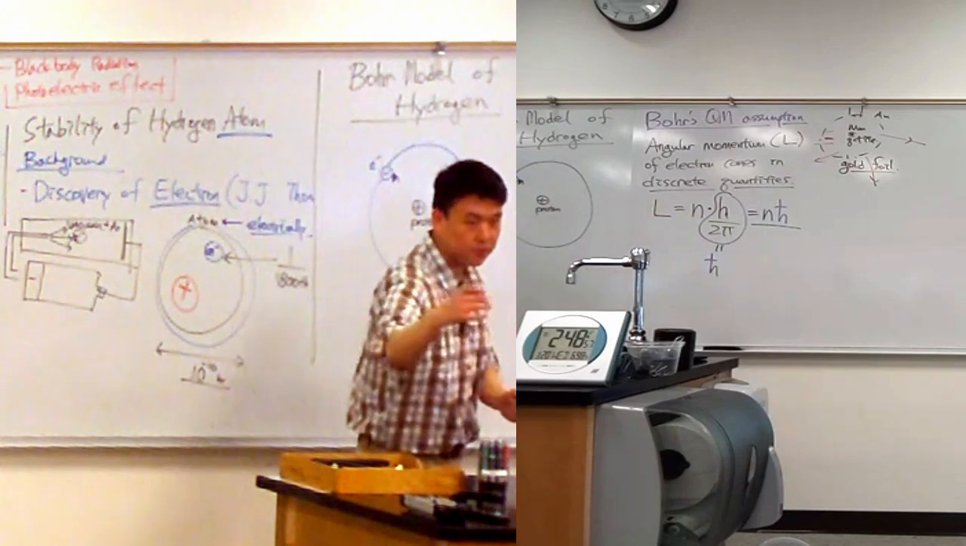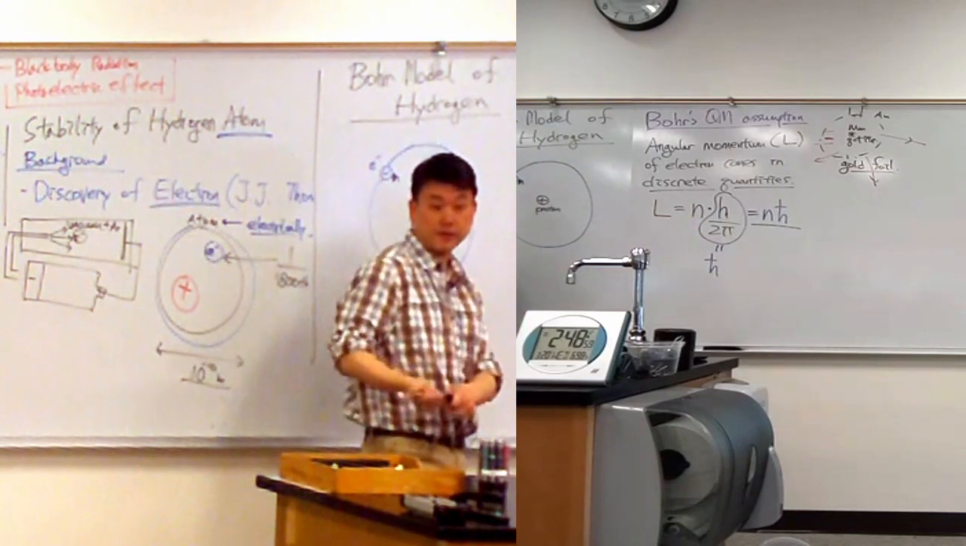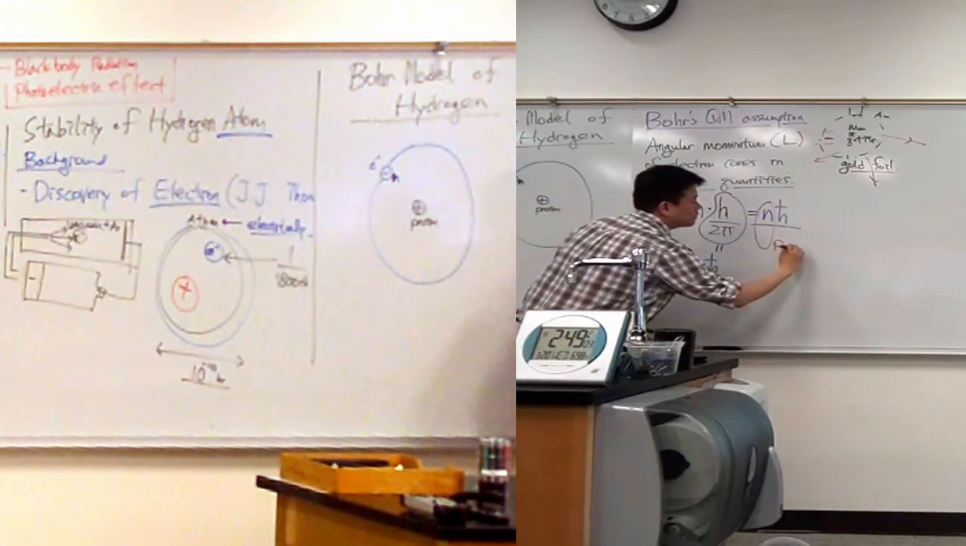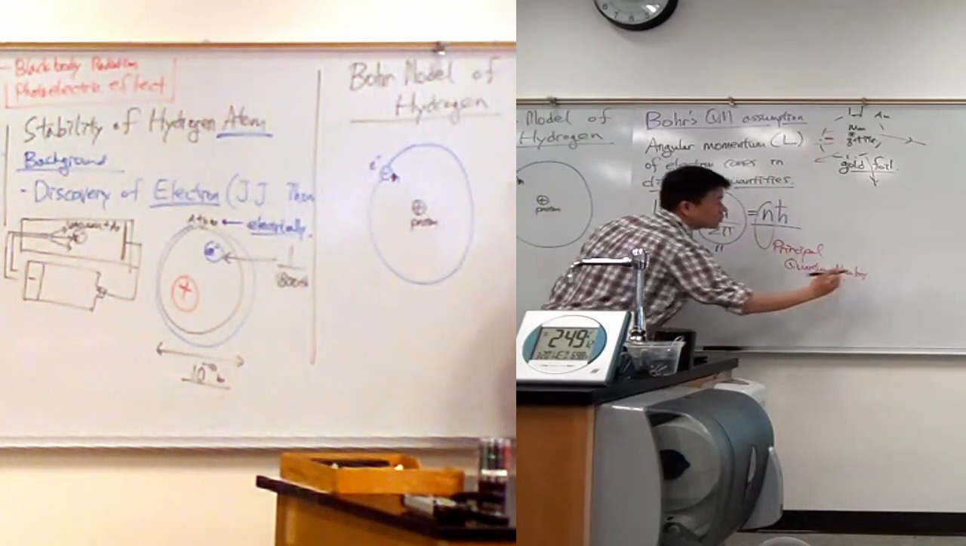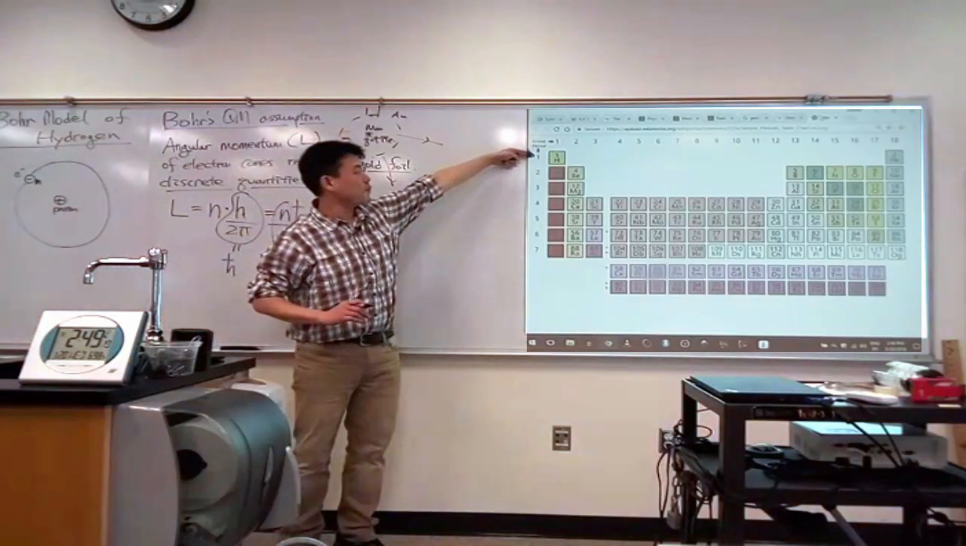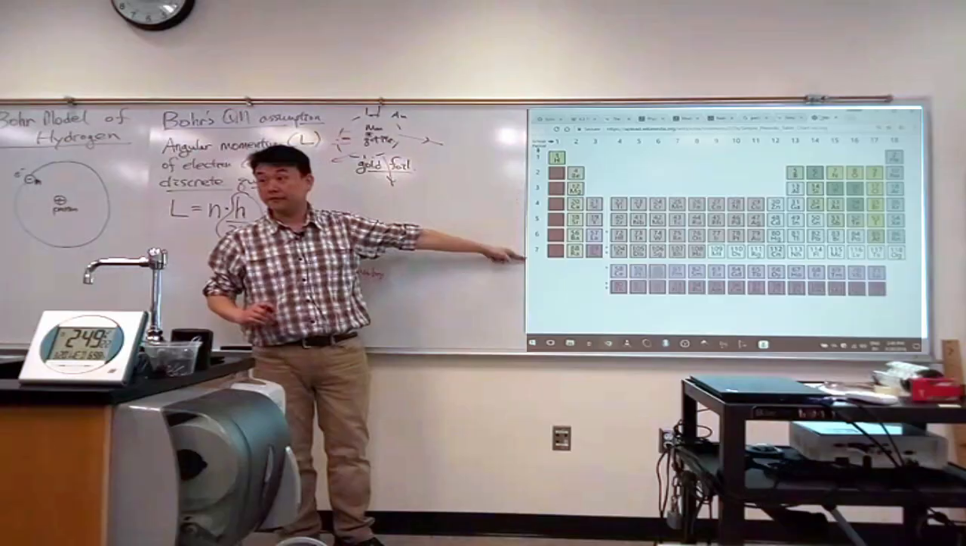And for the chemistry majors here, we actually retain this notation. In chemistry, this is what you call the principal quantum number. And when you look at the periodic table, this is the n: 1, 2, 3, 4, 5, 6, 7.